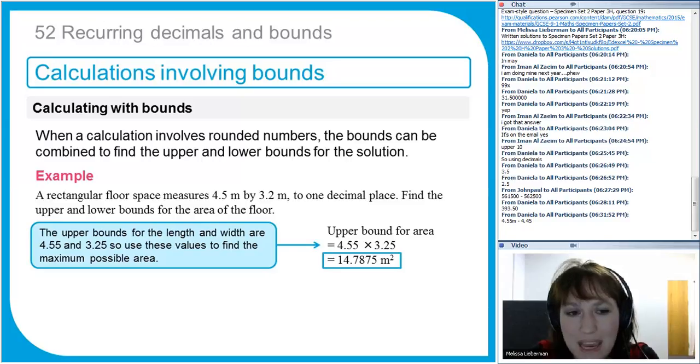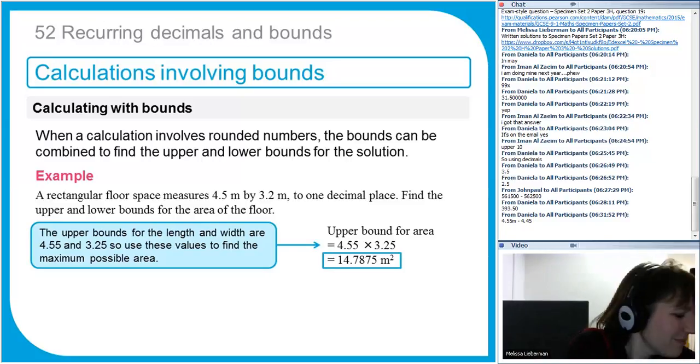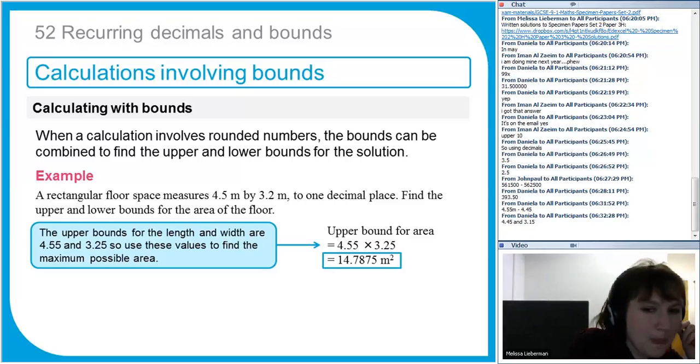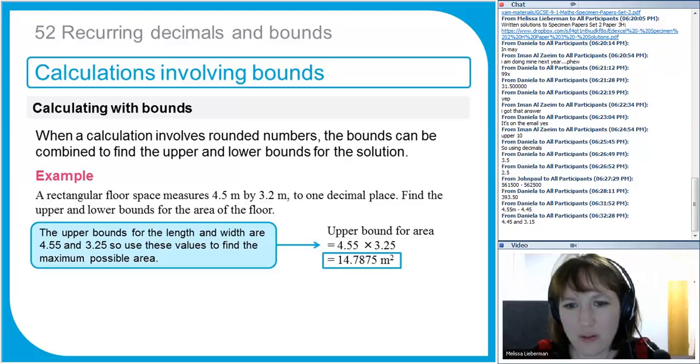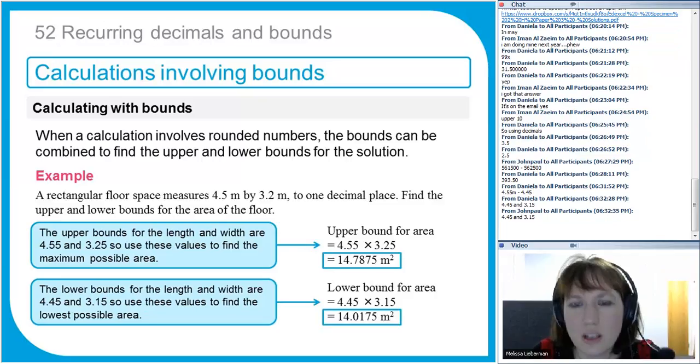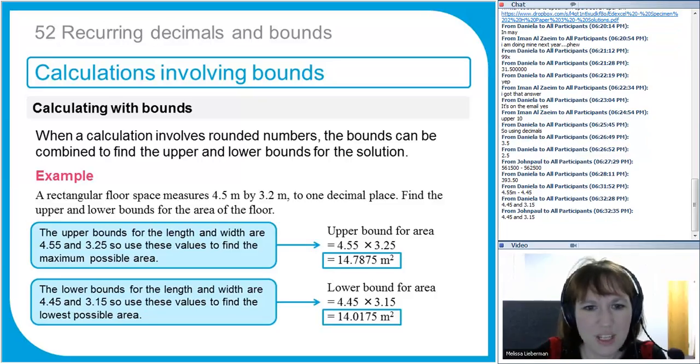How about the lower bound for the area? Can you tell me which two numbers I would multiply together to get the lower bound for the area? Take a quick drink while you're thinking about that. 4.45 and 3.15. Good. Perfect. Yep. Daniela and John Paul. That's right. The lowest possible value for the 4.5 measurement will be 4.45, and then the smallest possible value, the lower bound of 3.2, is 3.15. We multiply them together, and that gives us the lower bound for the area. Pretty easy, huh?